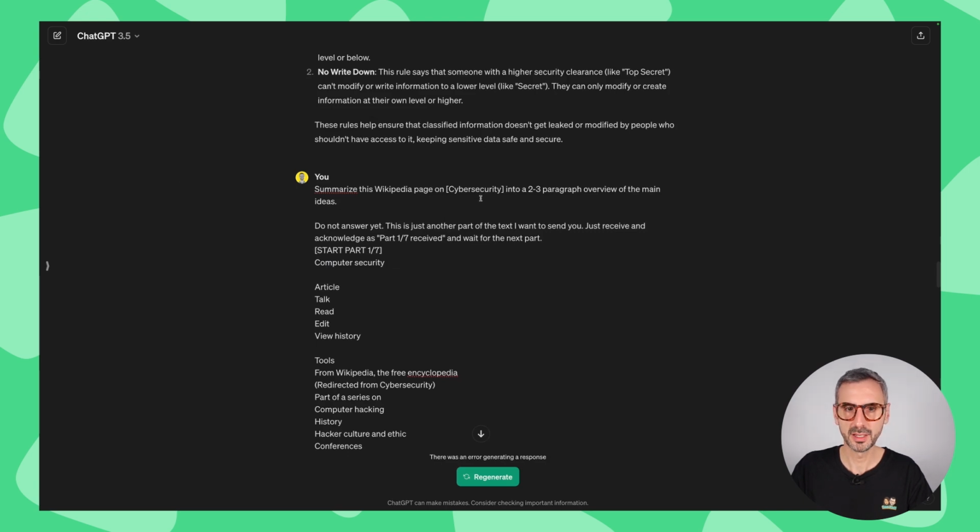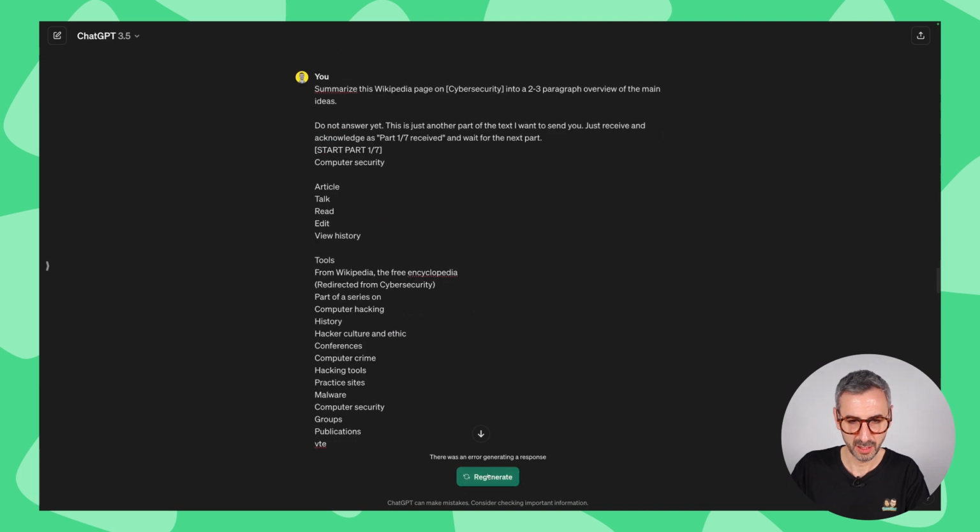Summarize this Wikipedia page on cybersecurity into a 2 to 3 paragraph overview of the main ideas. Do not answer yet. This is just another part of the text I want to send you. Just receive and acknowledge as part 1 out of 7 received. Okay, so let's try this. I'm going to regenerate based on that new prompt.